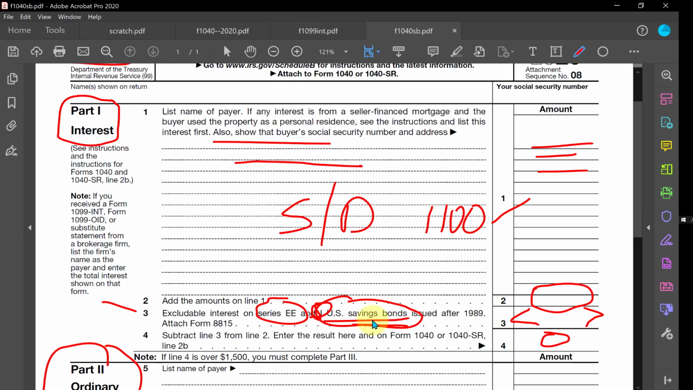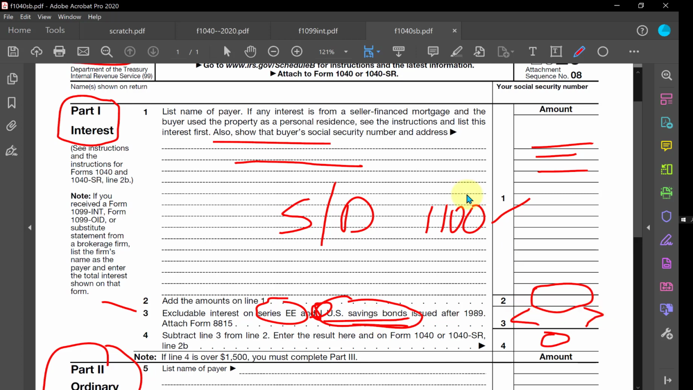And then when the bond matures or when they cash in that savings bond, because you already reported the interest, you don't have to report it again. It should be already paid for. Okay, that's US savings bonds. It doesn't apply to any other type of bond.